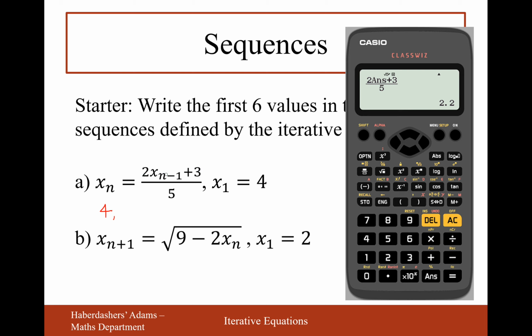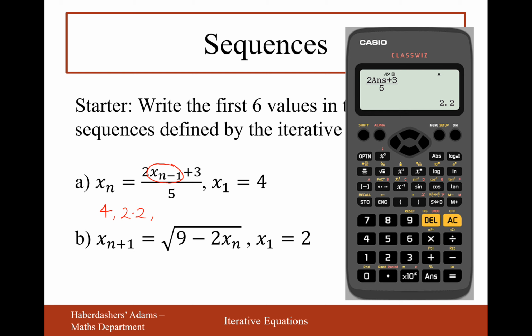So it's going to be 2 times the previous term in the sequence. This little symbol here effectively means the previous number in the sequence if we're working out the nth number in the sequence. So that will be 2 times 4, add 3 divided by 5. And now 4 is currently stored as the answer value in the calculator. So just use the answer value on your calculator to get 2.2.